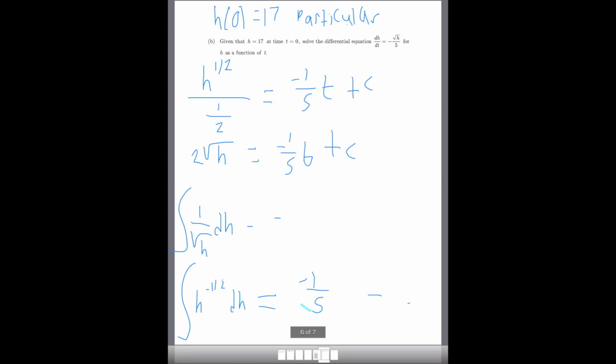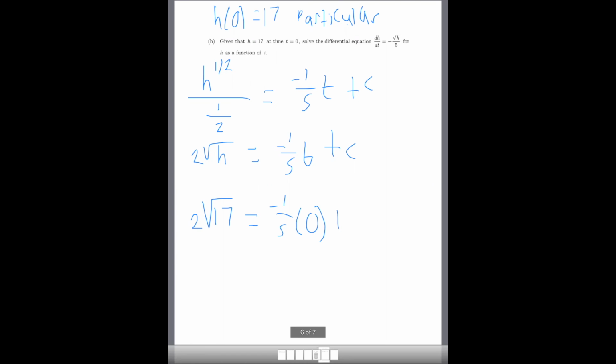Now at this point, I think it would be smart to solve for c. And whenever you solve for c, you have to use the solution it gave you at the beginning. It told us that h of 0 is equal to 17. So I'm going to plug in the 17 here because that's the h, and the 0 here because that's the t. And then we're left with c is equal to 2 radical 17.